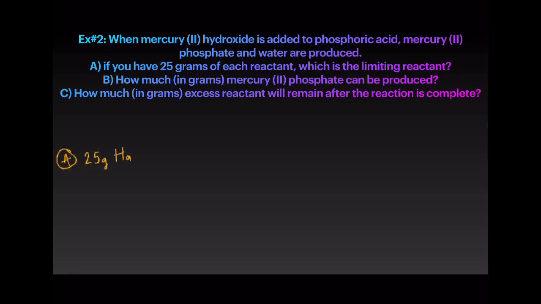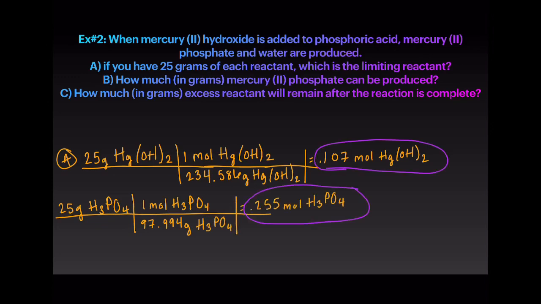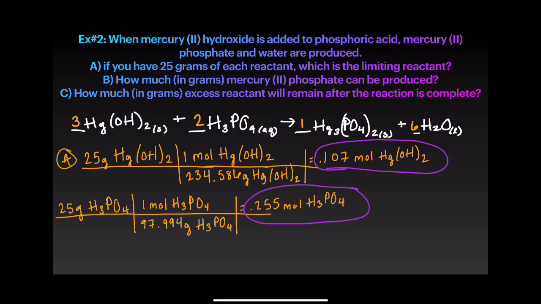So now we're going to answer part A. We have 25 grams of each reactant. That means mercury II hydroxide and phosphoric acid. So the first thing I do is convert those numbers into moles.